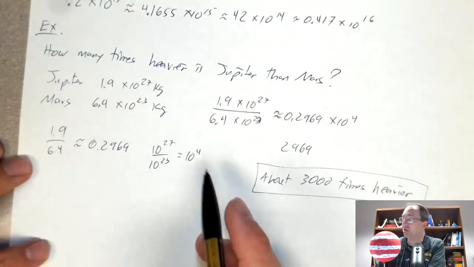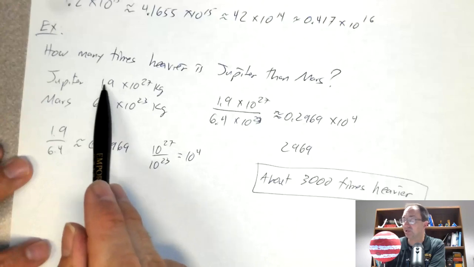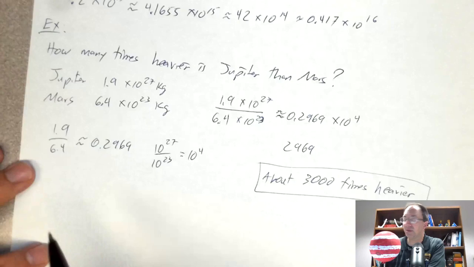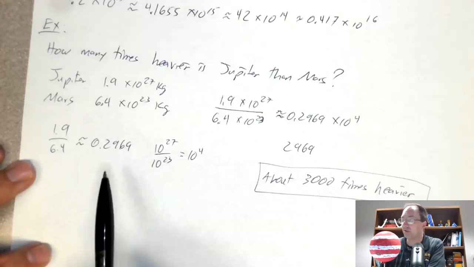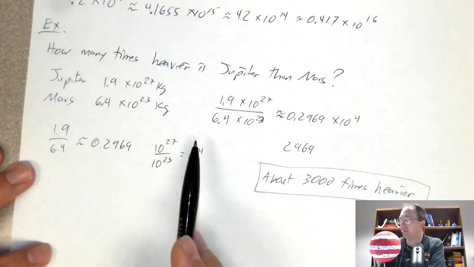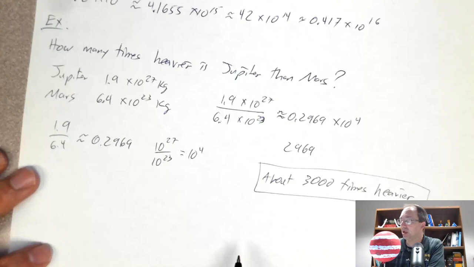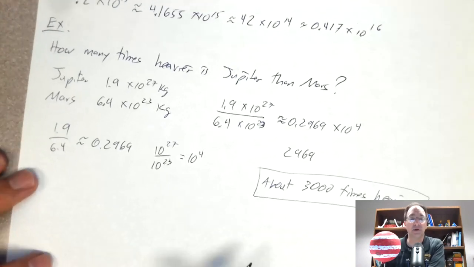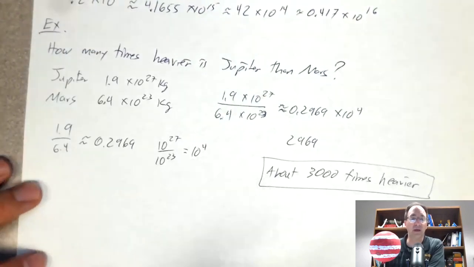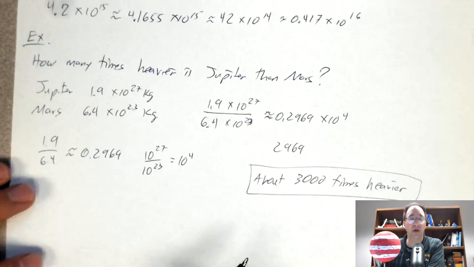Now notice one could have maybe done this a little bit quicker just by approximating and knowing Jupiter was about 2, Mars was about 6, and doing that ratio, which is about 1/3, and then noticing that 27 minus 23 is 4, and quickly getting, again, about 3,000 times heavier. And so that's what we're going to see in the next section, where we won't worry so much about being precise, but we do want to have a significant figure or two of precision in our answer. But we'll see you there in the next video.